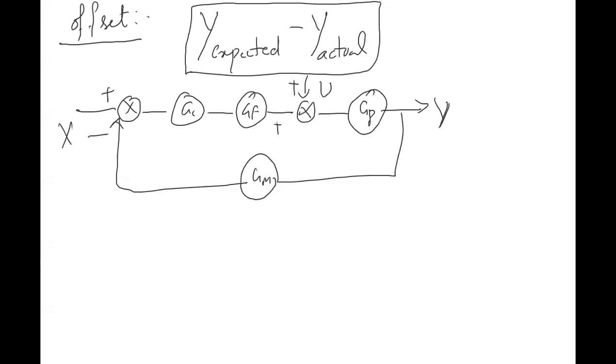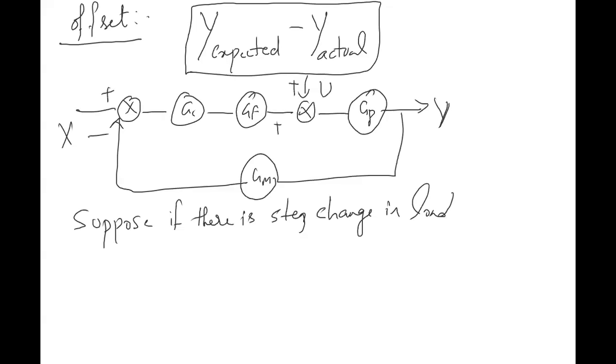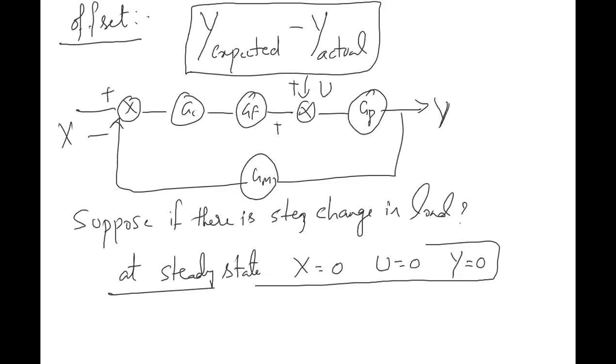This is X. Suppose there is a step change in load, then what do we expect? What is the response that you expect? So basically at steady state, your X is equal to 0, U is equal to 0, and Y is also equal to 0. All are zeros because these are deviation variables, no?